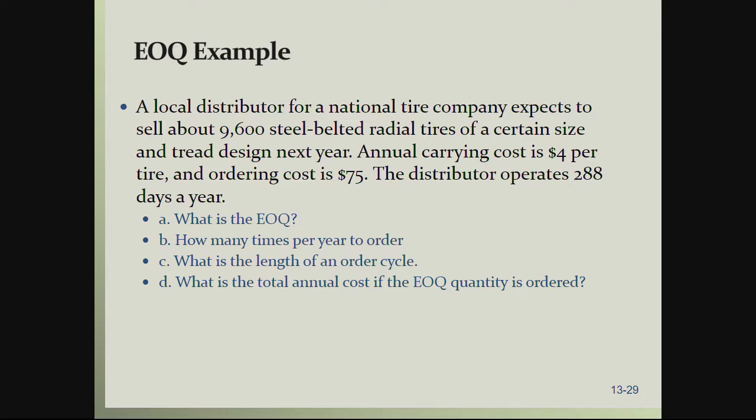How many orders? You think about it. You right now have Q. Every time you place an order of 600 units, right? You order 600 units, and then for the one year, how many orders will you have? Every time 600. 9,600 divided by 600. Your demand divided by the order quantity, right?